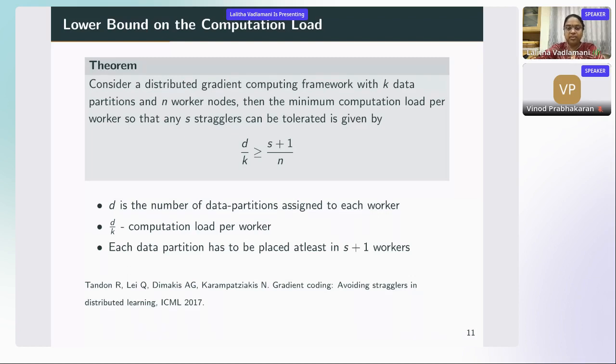And this actually comes from a simple counting. So the way to do it is, your D, which is the computation per worker, times N, which is the total computation, if you want to call it, has to be at least K times S plus 1. So it is two ways of counting the same thing, and D times N is a lower bound on K times S plus 1. And that's as simple as it can get.